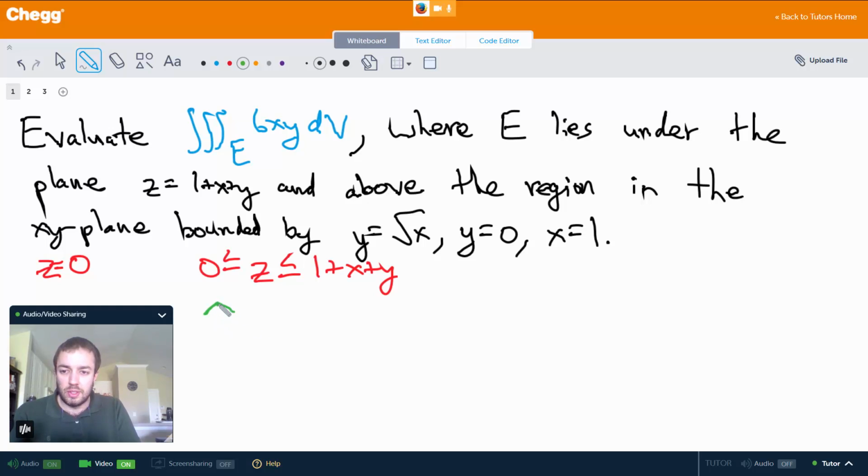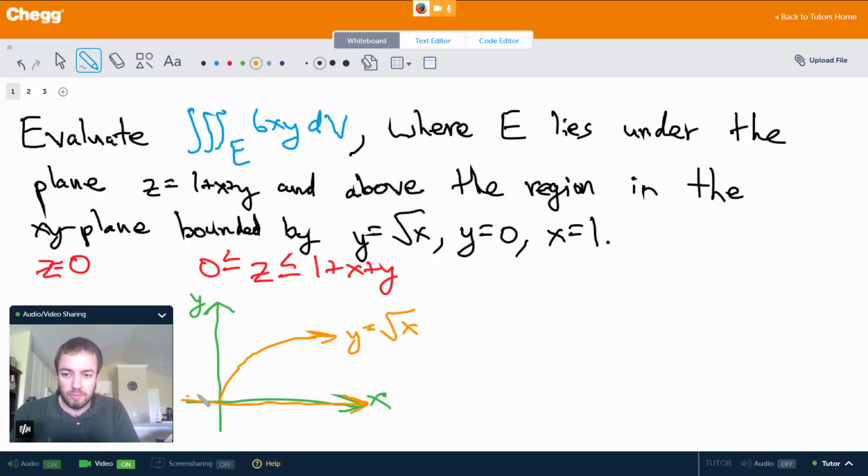So when we do that, x-axis, y-axis, now we have y equals the square root of x, which looks something like that. We also have y equals 0, which is just the x-axis, and we have the vertical line x equals 1. The three-dimensional region E sits above this region in the xy plane, bounded by these three curves. So how can we get bounds on x and y using this?